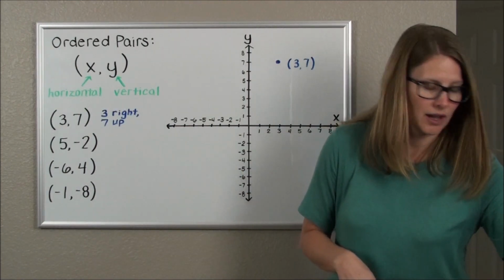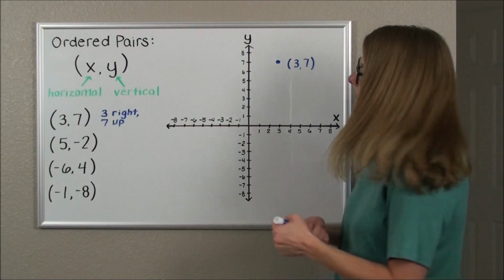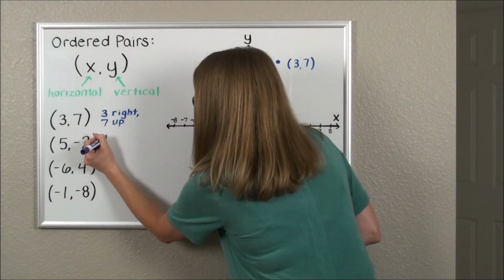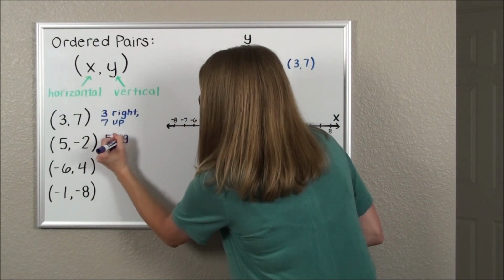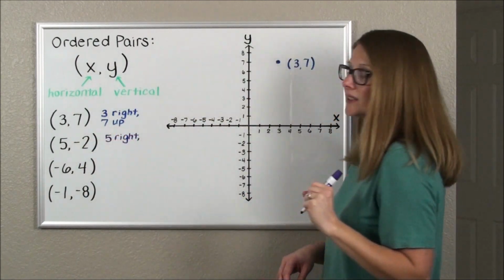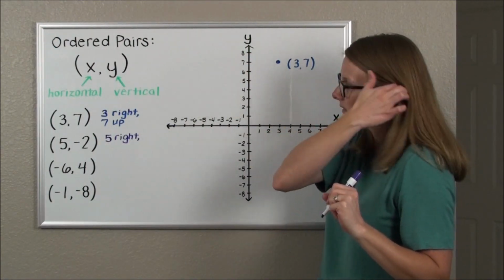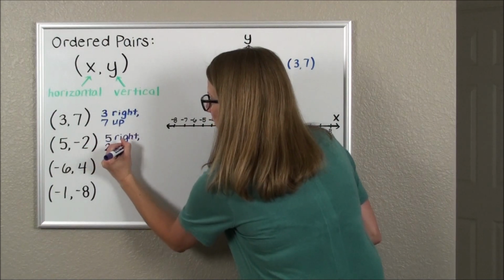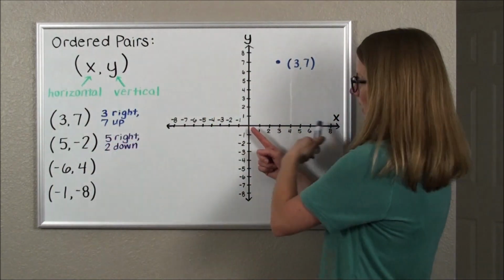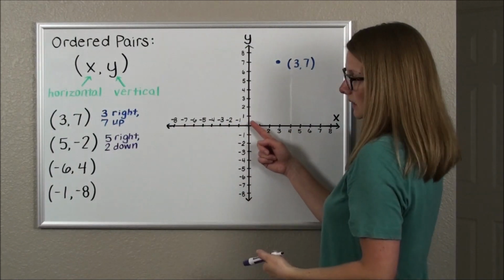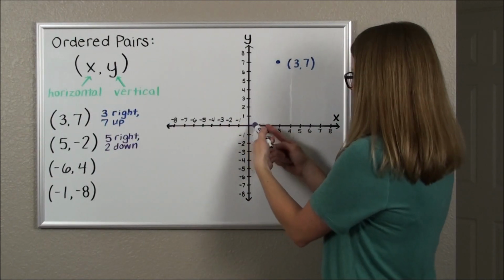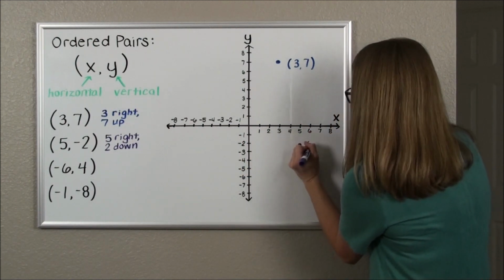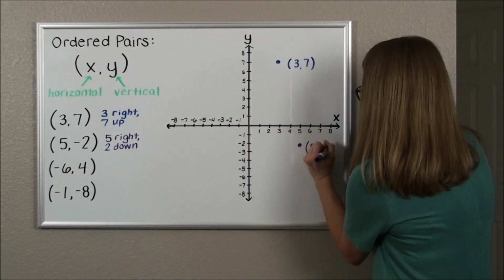Next, let's look at (5, -2). Again, the first number is our horizontal movement because it's a positive 5. We move in the positive horizontal direction, which is to the right. So we'll go 5 to the right. And then our second number is always that vertical. In this case, it's a -2, so we're going to go down 2. So with respect to the origin, which is where our x-axis and y-axis meet, from the origin, we're going to go 5 to the right and then 2 units down. So there's the point (5, -2).